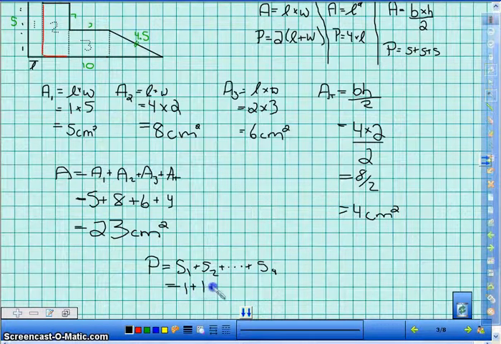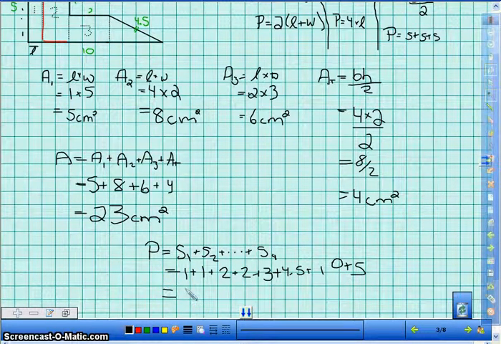1 plus 1 plus 2 plus 2 plus 3 plus 4.5 plus 10, oops, plus 5, giving us our final answer of 28.5 centimeters.